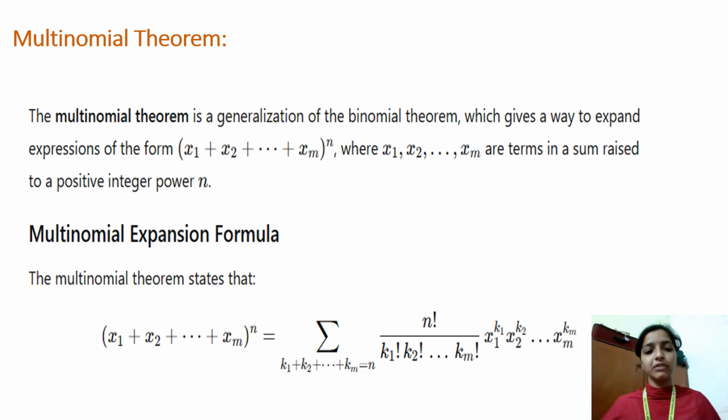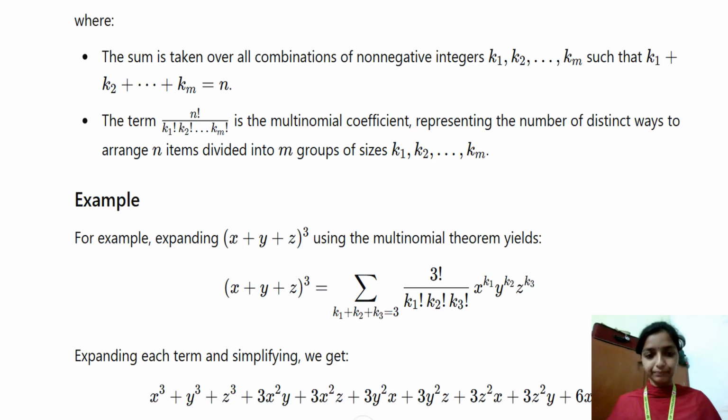Multinomial expansion formula. The formula is (x1 + x2 + and so on xm) whole power n equals the summation, over k1 + k2 + and so on km = n, of n factorial by k1 factorial, k2 factorial and so on km factorial, times x1 power k1, x2 power k2 and so on xm power km, where the sum is taken over all combinations of non-negative integers k1, k2 and so on km such that k1 + k2 + and so on km equals n.